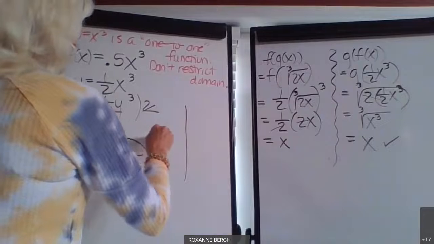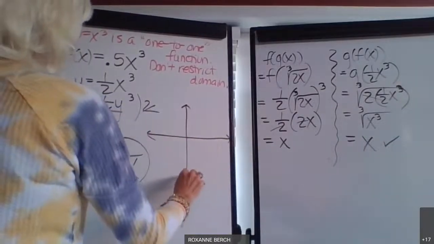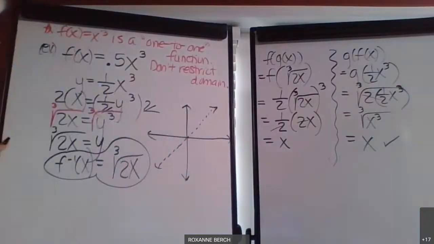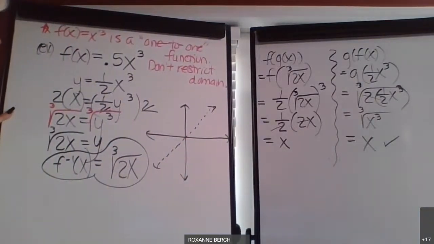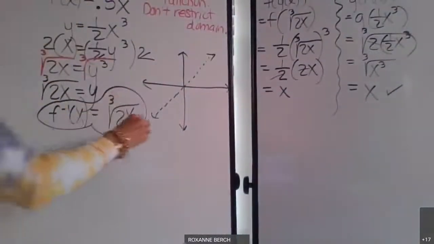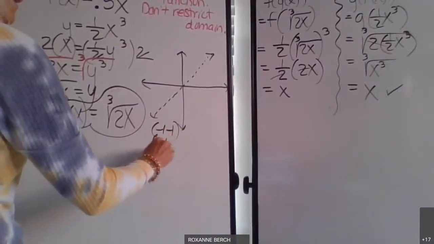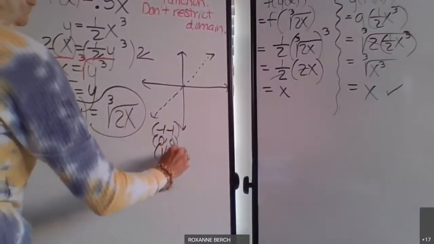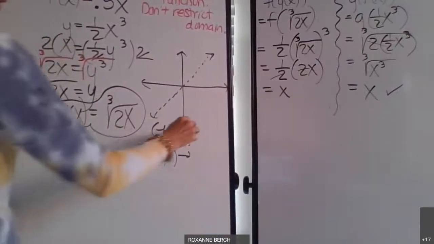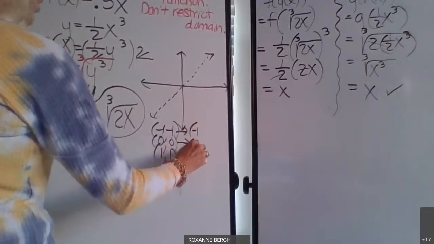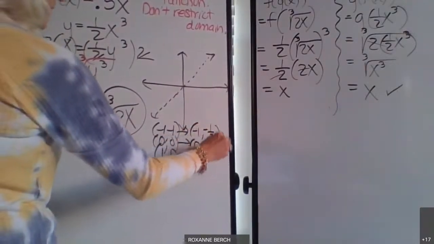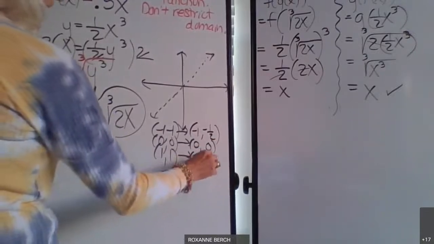So when we graph this, I would draw the identity. And remember, the cubic has 3 points: left 1, down 1, 0, 0, right 1, up 1 for the parent. And this is a vertical compression by 1/2. So vertical means y. So multiply by 1/2, multiply by 1/2, multiply by 1/2.